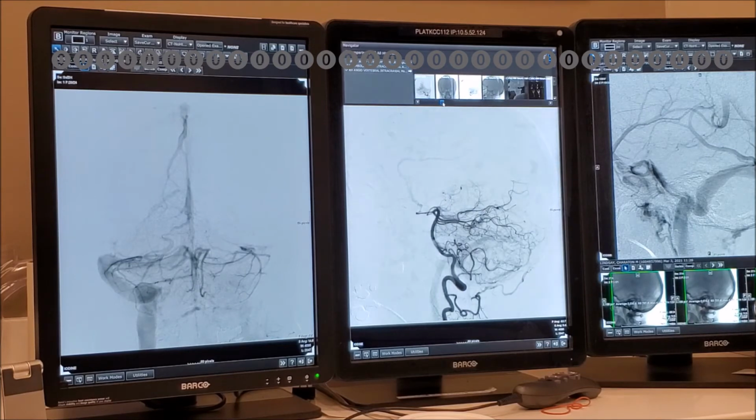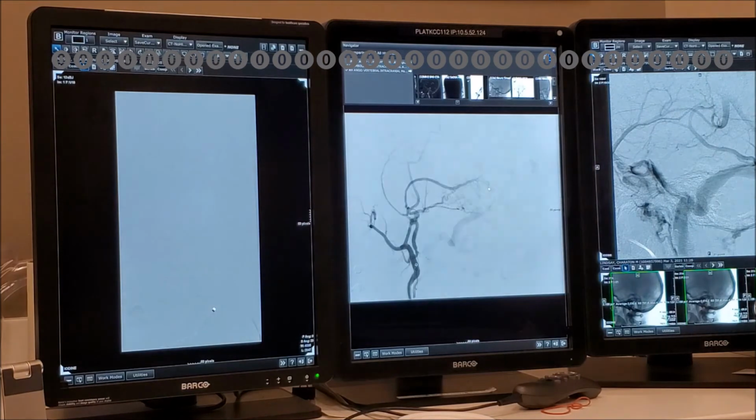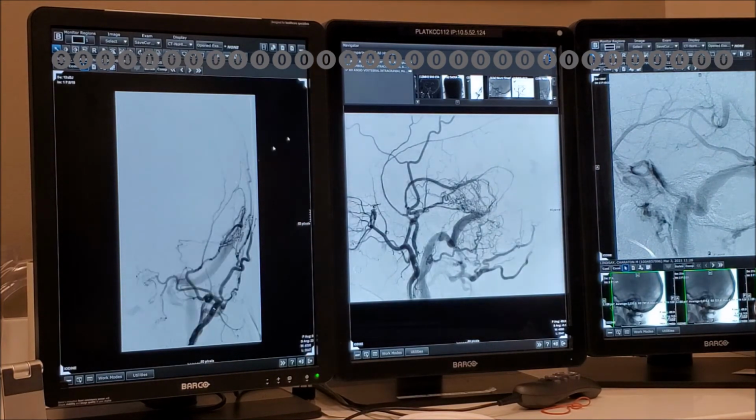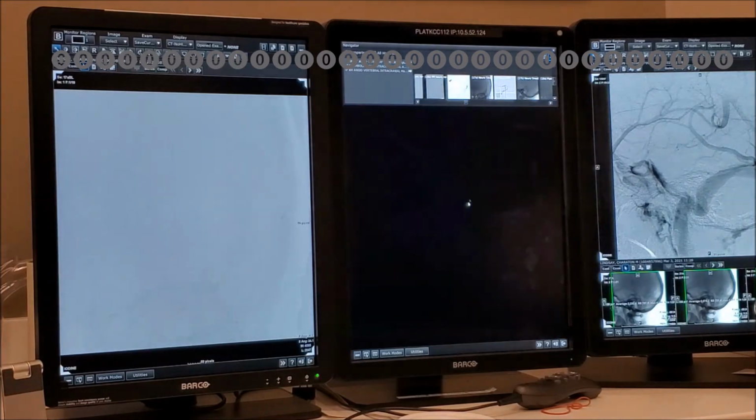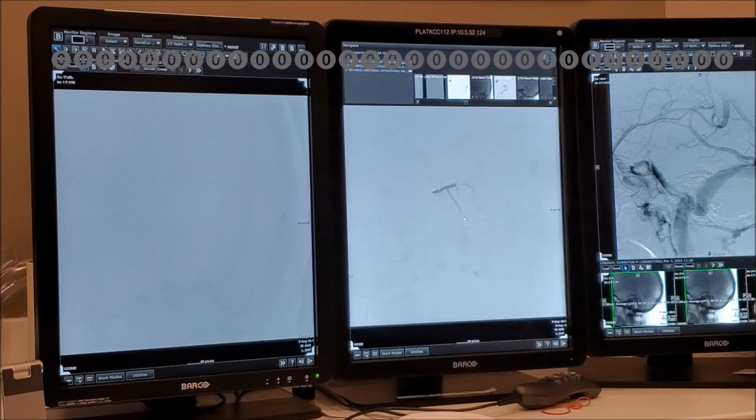Still had some feeders from the petrous branch, the occipital and the retroauricular on the left side, but significantly improved, so she'll come back for a second stage embolization. Look at this, how fantastic. So this is with the miniceptor, right? Yeah. Look how nice you see the exact way it enters.